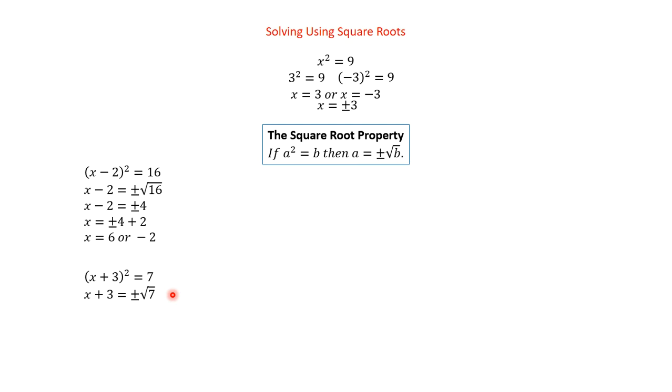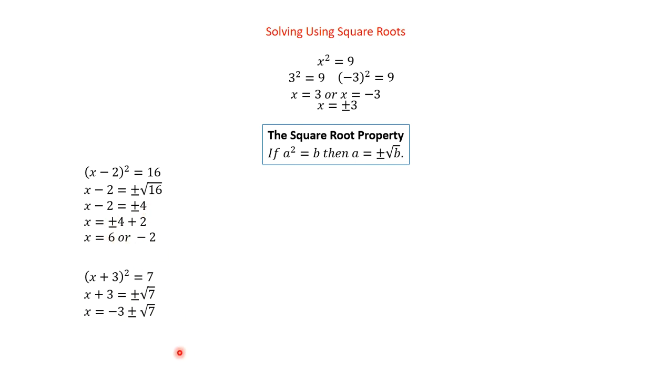This problem actually turns out to be a little bit easier, because when you subtract 3 now, you're just going to get plus or minus root 7 minus 3, or negative 3 plus or minus root 7. That's the answer. You don't even have to combine them.